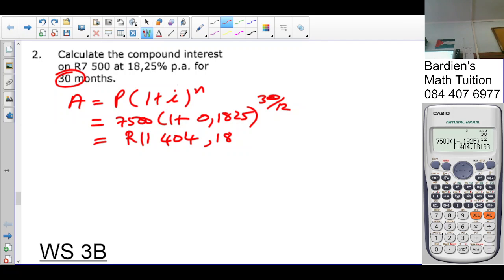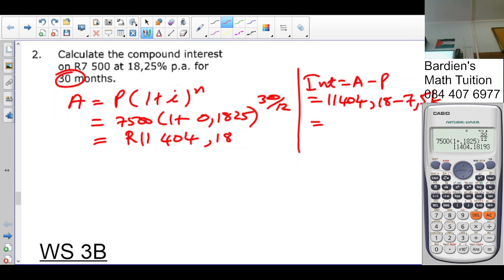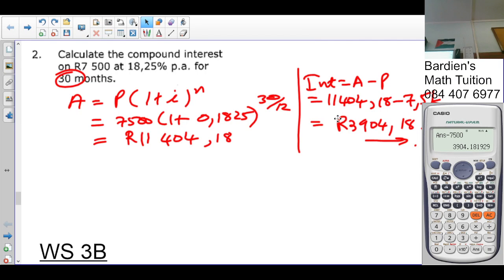Have I answered the question? No, they wanted the interest. How do you calculate the interest? It's A minus P. So it's 11,404 and 18 cents minus 7,500 rand. Not so? So that's answer minus 7,500. Here's an answer of 3,904 rand and 18 cents. Any confusion there? No?